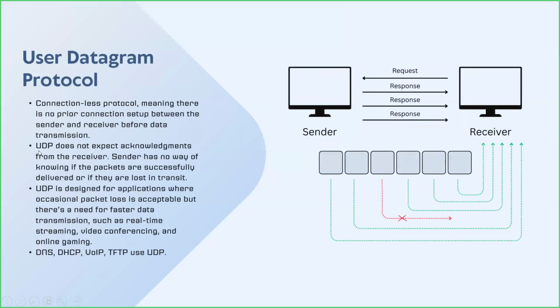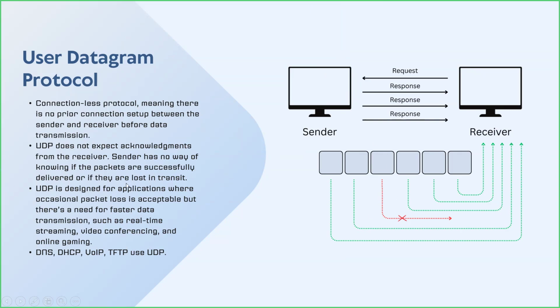On the other hand, when you talk about UDP, it is a connectionless protocol. Connectionless in the sense it doesn't have those TCP three-way handshakes or anything, meaning there is no prior connection set up between the sender and the receiver. UDP does not expect acknowledgements in return. So therefore, the sender has no way to know if the packets are successfully delivered or if they are lost in transit. And if they are lost, it doesn't retransmit them again.